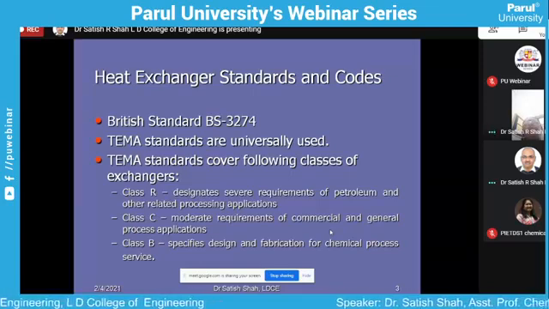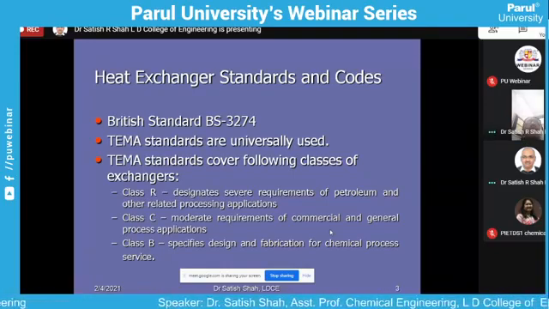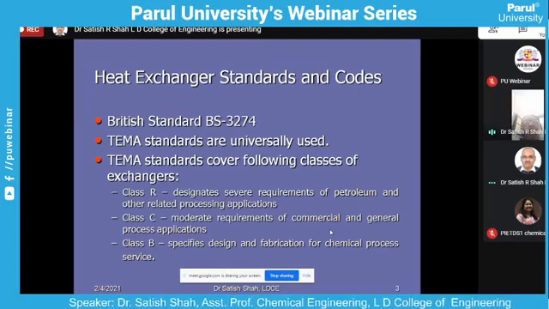Class B means it is for the chemical process service, normal service we say. Then we have class C, that is for the moderate requirement of the commercial and general process application. And when I say class R, that is for the petroleum industry. It is for toxic fluids, we can say. For example, benzene, toluene, like these fluids will use class R.